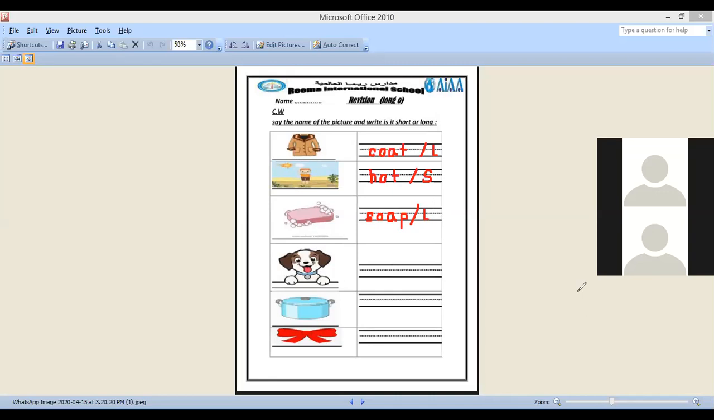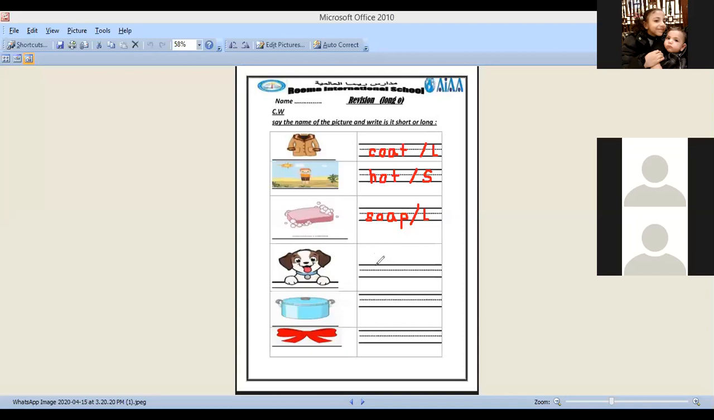Now I need Omar. Omar, are you with me? Okay, Maryam Imam, tell me, what is this? Dog. How can we cut and blend dog, Maryam? That is for letter what? D. And? G. Is it short or long, Maryam? If you hear dog, short. So we write a dash and write S for short.